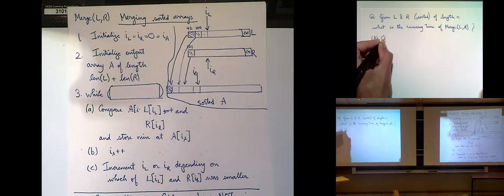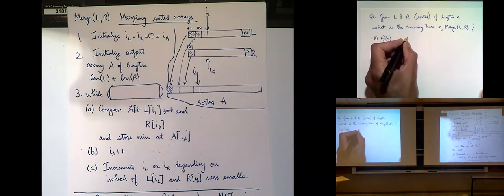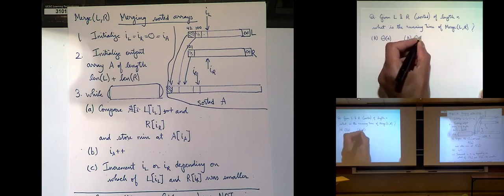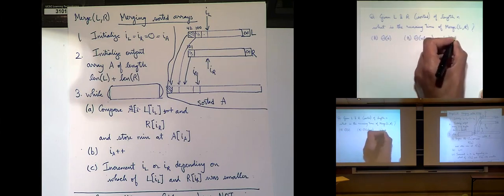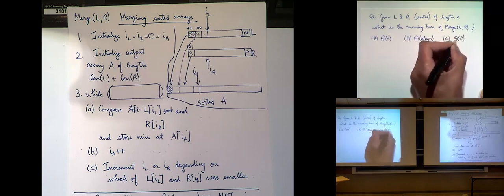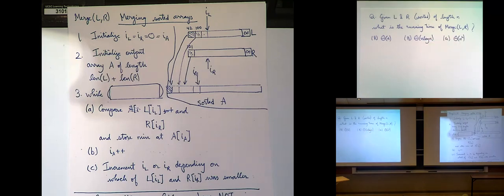Is it essentially theta of n? Is it theta of n log n? Or is it theta of n squared? I'll give you a few minutes to decide what the answer is. What is the running time of this algorithm here?